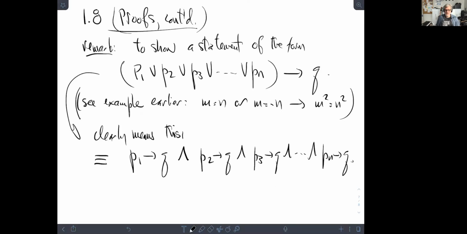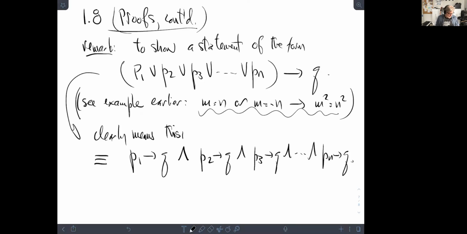Right? This is logically equivalent to this. Think about it, okay? So the left-hand side is true as long as one of them is true, and that should be sufficient to conclude Q. So you have to show all of these separately, okay? Which is exactly what we did in our example over here, right? So we said if m is equal to n, then I should be able to show m squared equals n squared, and if m is equal to minus n, I should be able to show m squared equals n squared. So you have to do it for each one separately, okay? So that's an important remark, higher level.